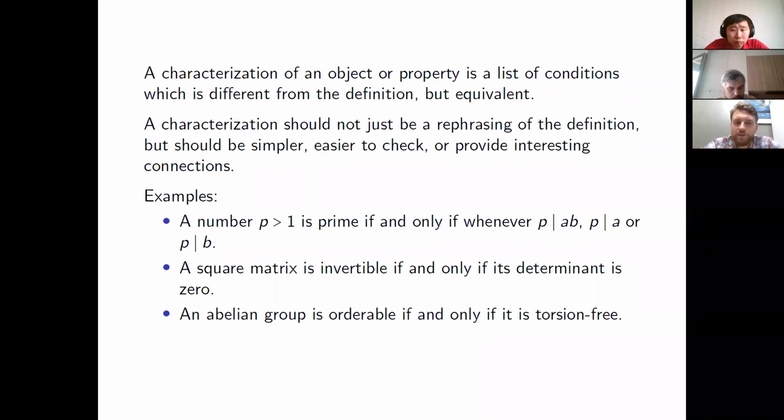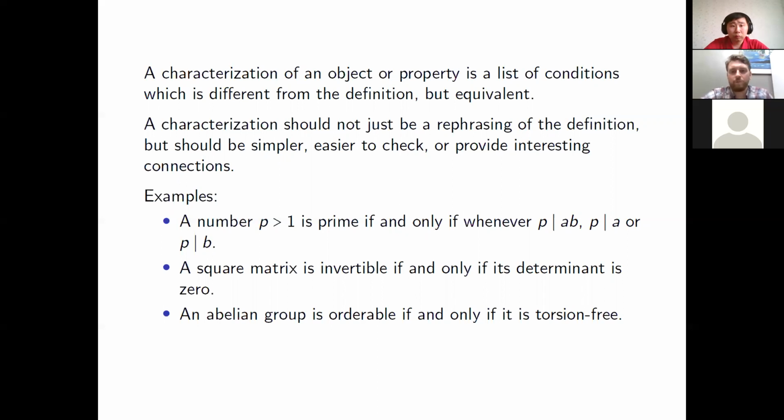And the last one is an abelian group is orderable if and only if it's torsion-free. So if you think about this, if you want to come up with an ordering on an abelian group, it's not necessarily clear how to do that. To check if something's orderable, you'd think, oh, maybe I have to start checking all these different orderings. But actually, all you have to do is check if it's torsion-free. And that's somehow simpler than looking for an ordering.